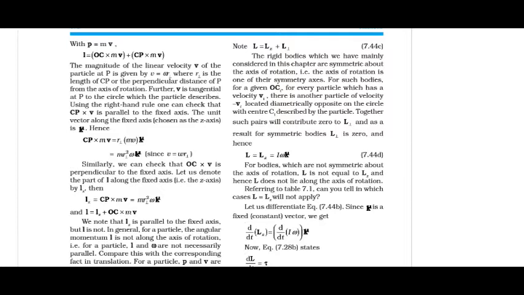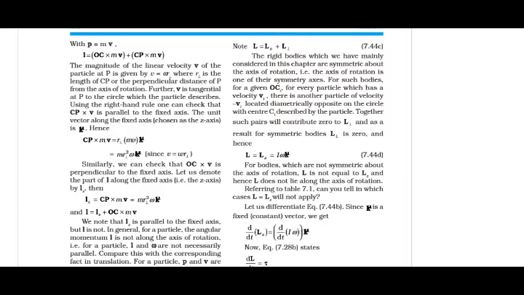Now, similarly we can check OC into V is perpendicular to the fixed axis. Let us denote the part of L along the fixed axis, that is z axis, by Lz. Therefore Lz is equal to OC into mv, which is equal to m r perpendicular square omega, and L is equal to Lz plus OC into mv. We note that Lz is parallel to the fixed axis, but L is not.